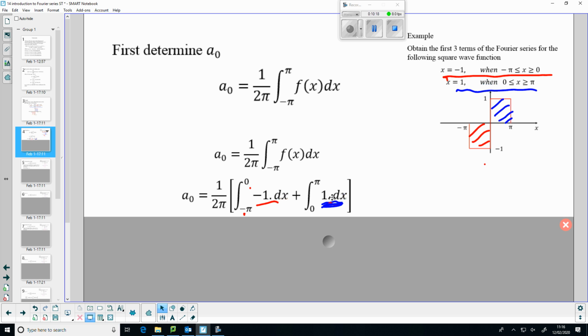Anything to the power of 0 is what? 1. What you're saying is you could write that minus 1 as minus 1 times x to the 0. And then integrating means you add 1 to that index, so that becomes x to the 1, and you divide by the new index, by 1. So you're quite right, it becomes minus 1 dx. What about when you integrate the number 1?